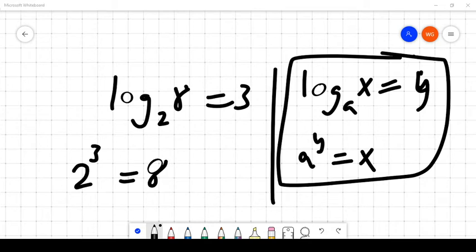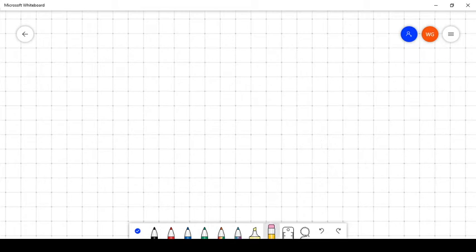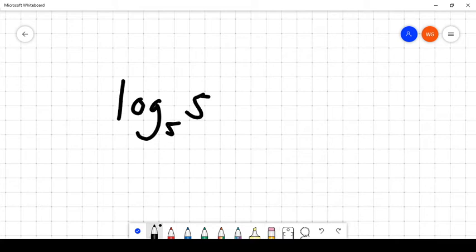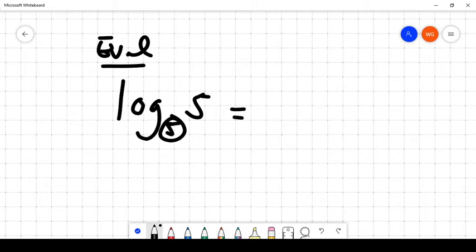Let's do another one here. Let's say I have a simple question such as evaluate log base 5 of 5. So what I'm asking myself is 5 raised to what power equals 5? We can even call it x if we want, or we can call it y. It doesn't matter. But 5 raised to what power equals 5? Well, the answer is 5 raised to the first power is equal to 5. Okay? 5 to the power of 1 is equal to 5.